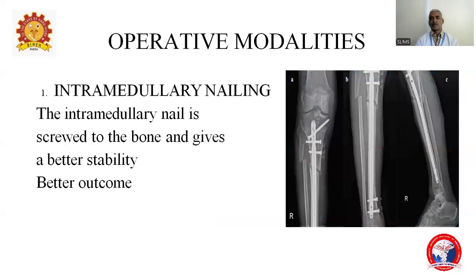There are so many operative modalities. Here in this picture, you can see a nail in the medullary canal, and then it is stabilized to the bone with interlocking screws. This nail is called an intramedullary nail with interlocking screws. The interlocking screws give rotational stability.